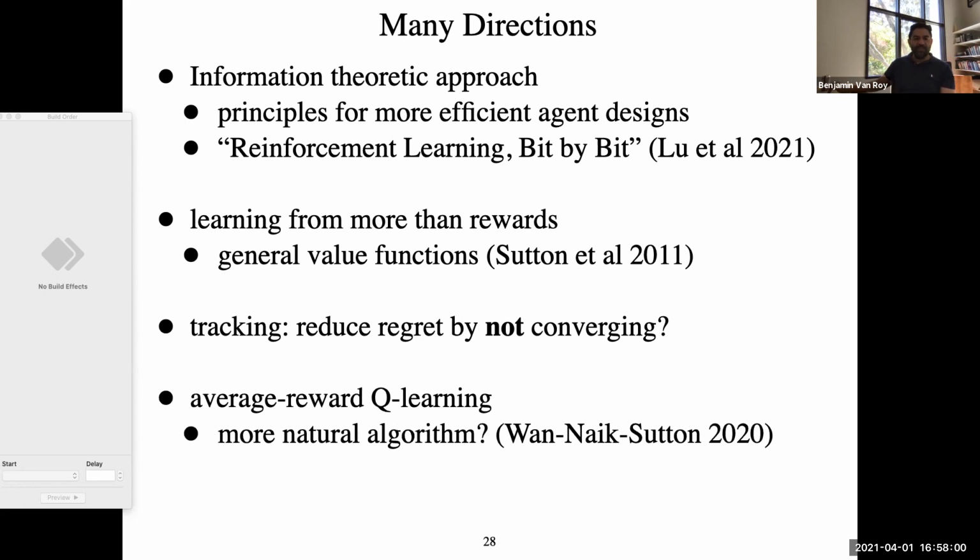Finally, one aspect of this agent that might be fundamentally important, but might be synthetic, is its use of discounted Q-learning. There are also average reward versions of Q-learning, and there's a particularly elegant one recently proposed by Wan, Naik, and Sutton. And it's conceivable that something can be done along those lines without having to worry about discounting.